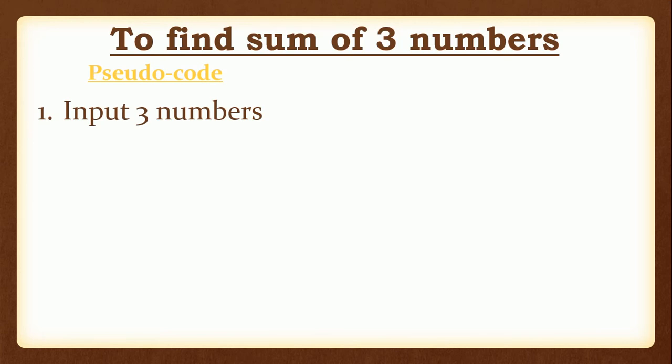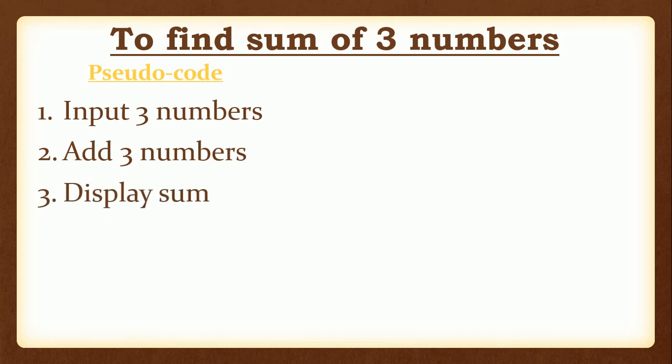After taking the input, we need to do the processing. That is sum, that is add the three numbers. So this is the processing part. And after that, we need to display the sum. So the third step is display sum. So the pseudocode for the sum of three numbers is very simple. First is input the three numbers, second is add the three numbers, and then display the sum. These are the three steps.